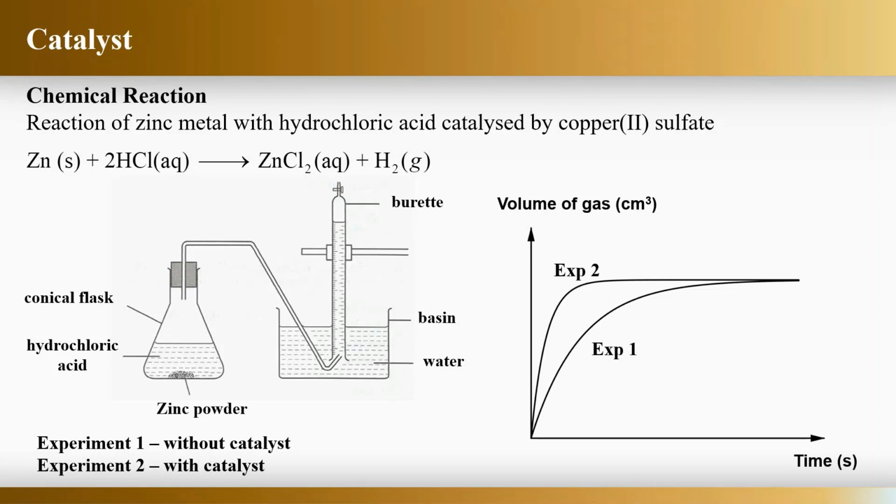And just before I end, I would like to emphasize on this graph one more time. This horizontal line shows that the rate of reaction is 0. That means the reaction is completed at this point. So using this line, we can trace the maximum amount of gas produced.